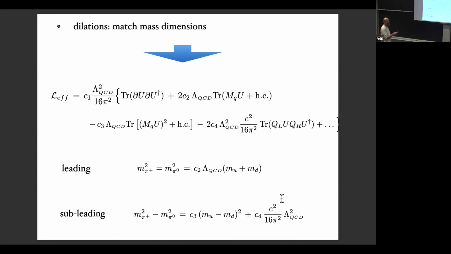essentially 1 over 16 pi squared. And the reason for that is the principle I told you before. The theory at the scale lambda is strongly coupled. It's the scale where the quarks bind into hadrons. And you expect, and this is precisely the principle of NDA, that the bound states that emerge just below the QCD scale will also be strongly coupled at that very scale.